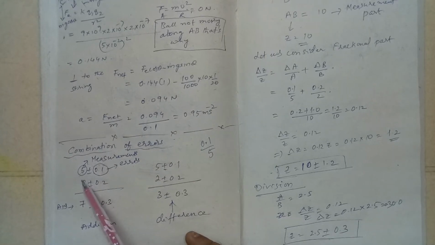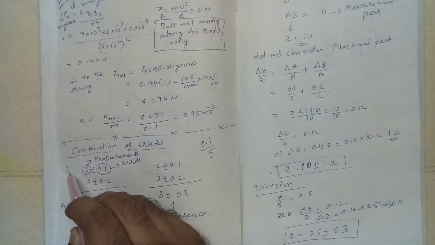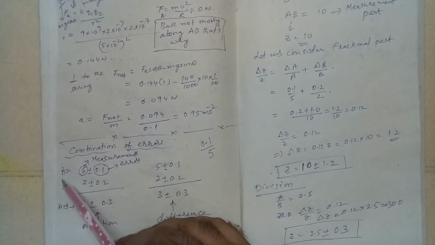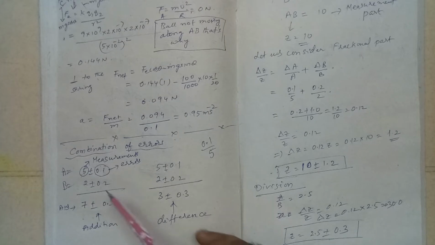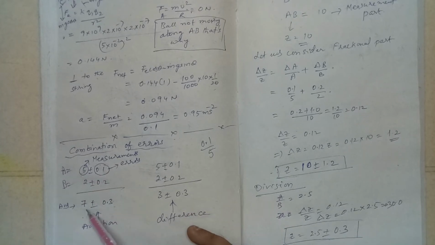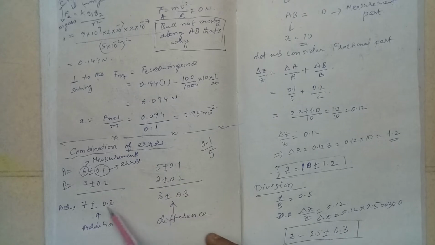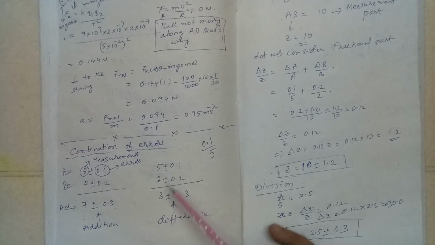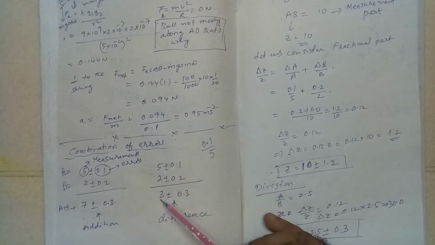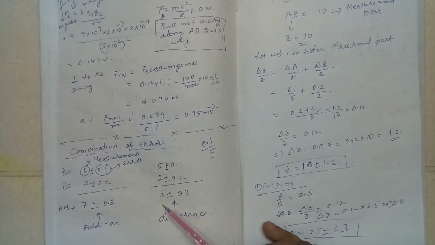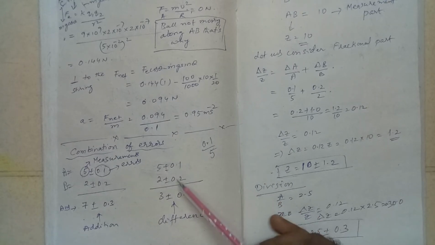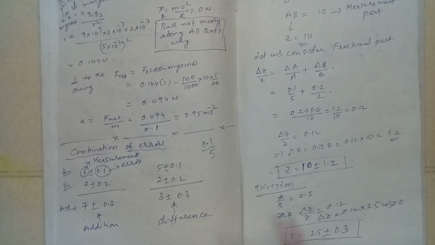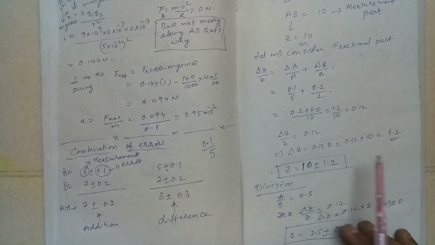Okay, so when we do addition, I will call this A, I will call this B. While adding two quantities A and B, it is 7 plus or minus, simply add the error part, 0.3. Suppose you have to take the subtraction, then for the measured values take the subtraction, 5 minus 2, 3, but for the error part take simply the addition, 0.3. So 3 plus or minus 0.3. This is called the combination of error.